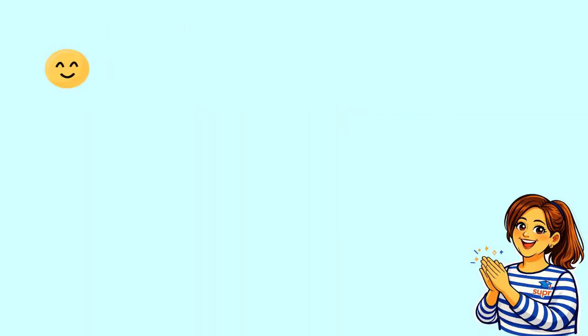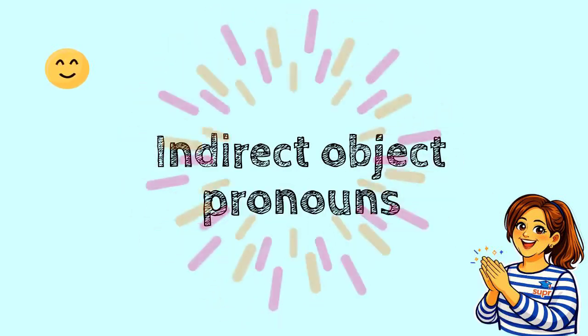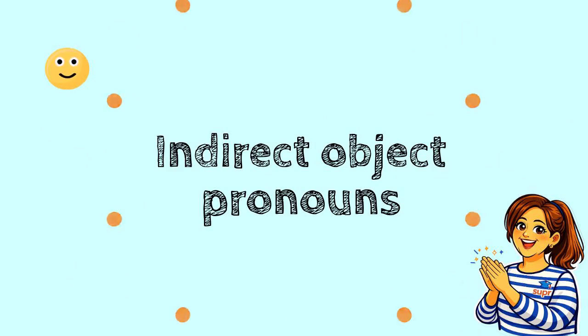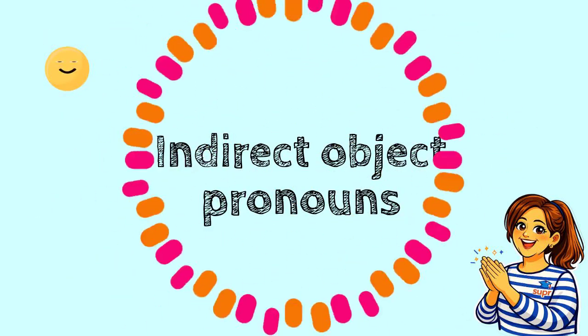And there we go. We have now learnt how to form indirect object pronouns in French, where to put them in the sentence, and how to use them in the negative and in the perfect tense. So now it's time to go and have some practice.